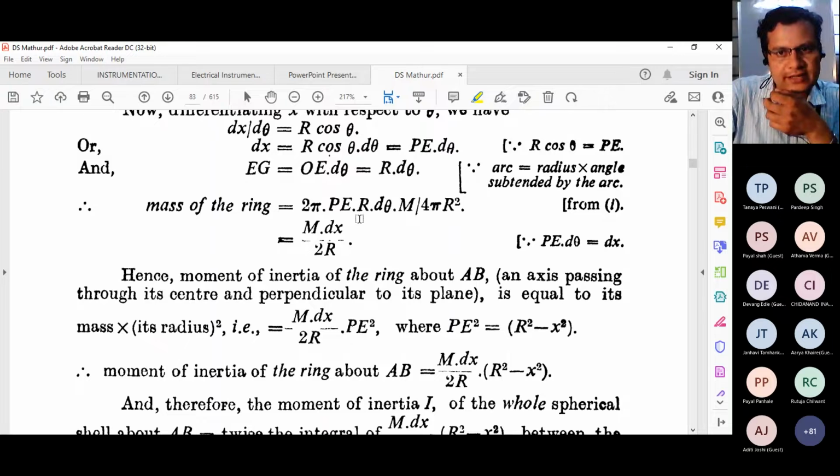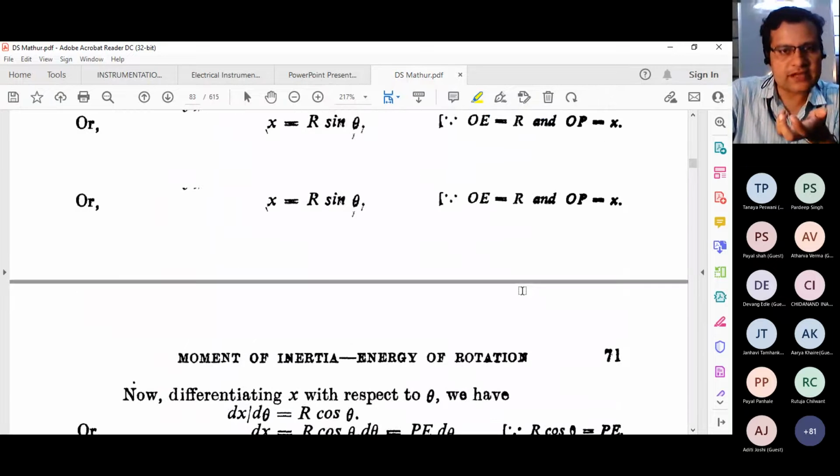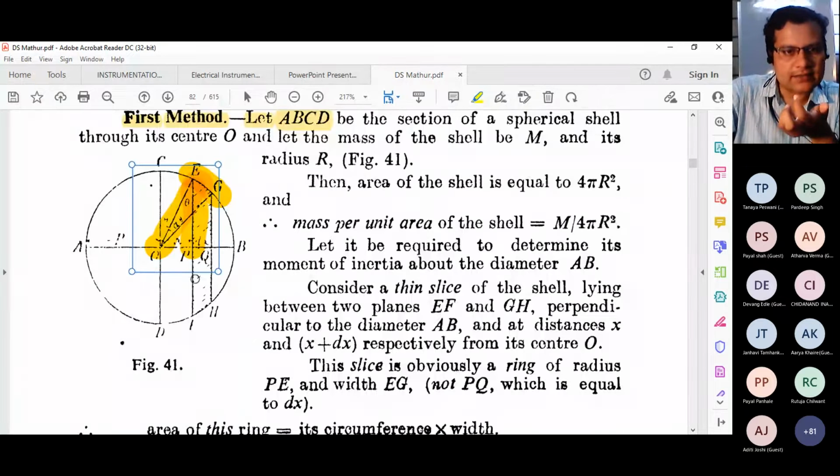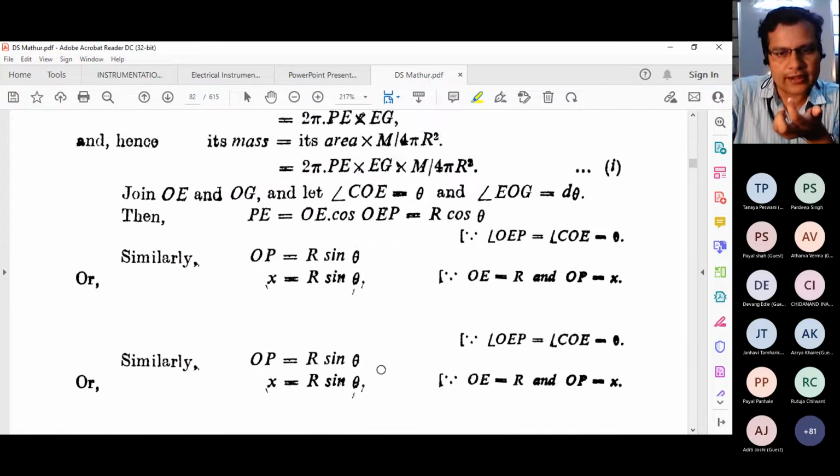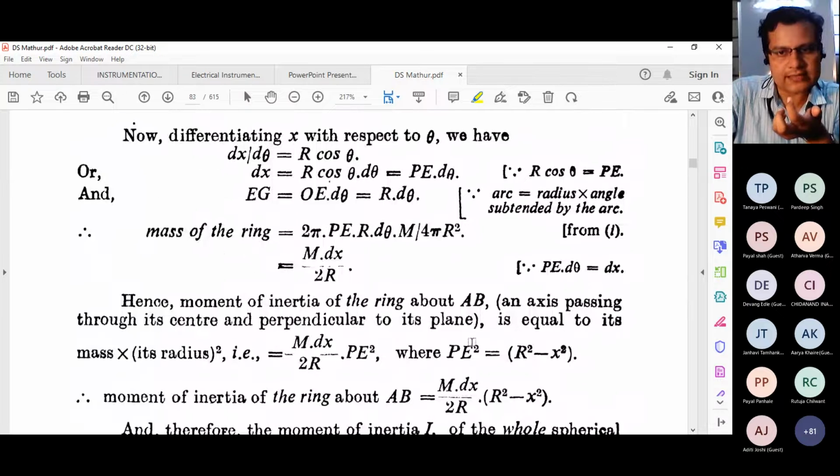So PE d theta will be a dx. How does this come? PE d theta will become dx because this is the angle subtended. This is the PE distance, which you write down over here as PE d theta is equal to dx.